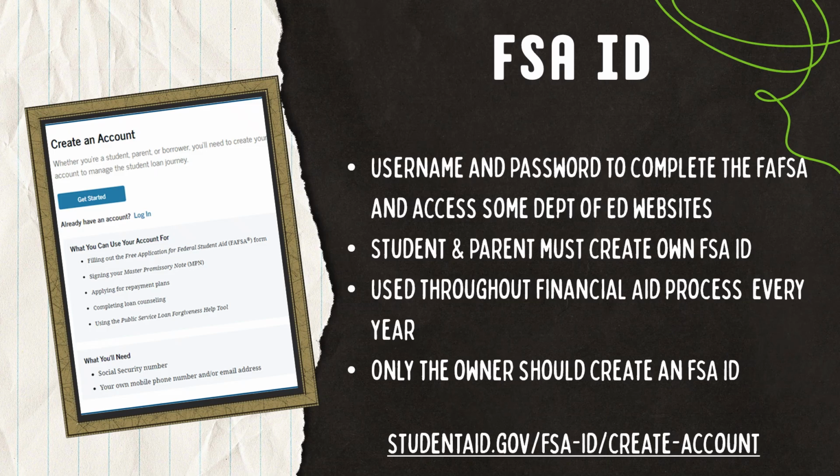You, your spouse, if you have one, and your parents will have your own FSA ID that only the owner should create. The FSA ID is used for consent and approval to transfer federal tax information from the IRS to the FAFSA, as well as accessing certain U.S. Department of Education websites. Make sure that whatever school you plan to enroll in has your Social Security number so your FAFSA can be matched to your student account. The website is studentaid.gov/FSA-ID/create-account.